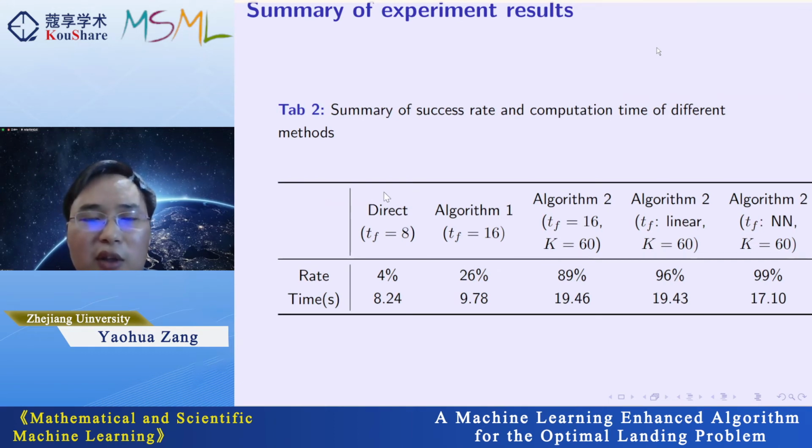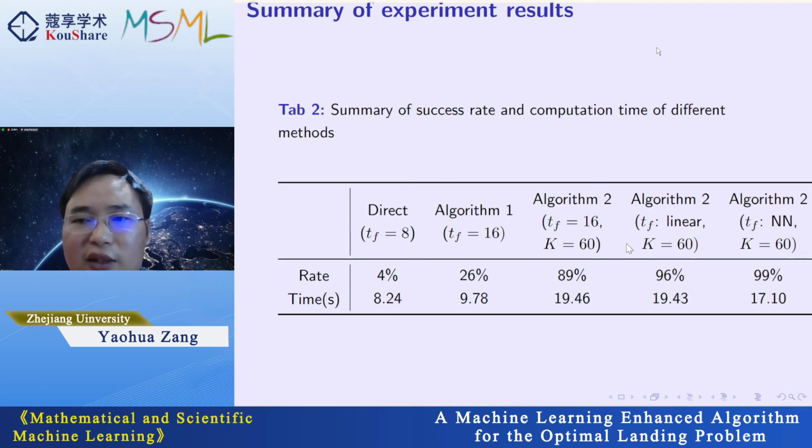The first column indicates to solve the two-point boundary value problems directly with the initial guess of TF star equaling 8. The second column indicates to use algorithm 1 to solve the two-point boundary value problems with the initial guess of TF star equaling 16. And the last three methods indicate to solve the free-final-time problems with the proposed algorithm 2 with the matching step equaling 60.